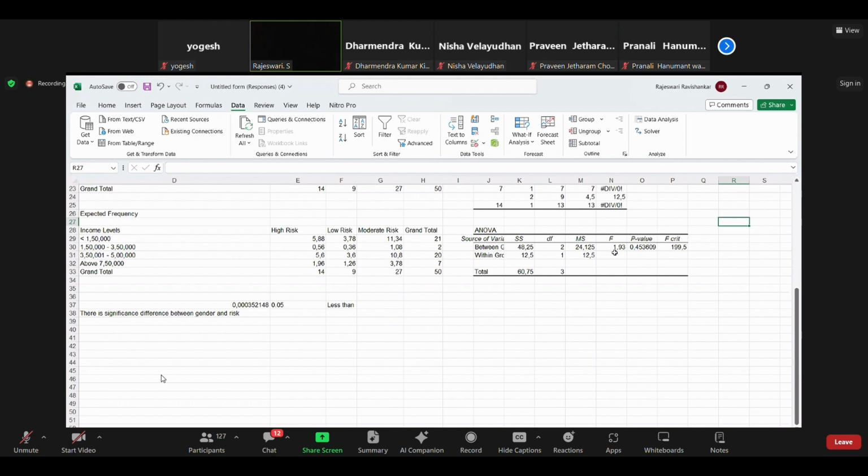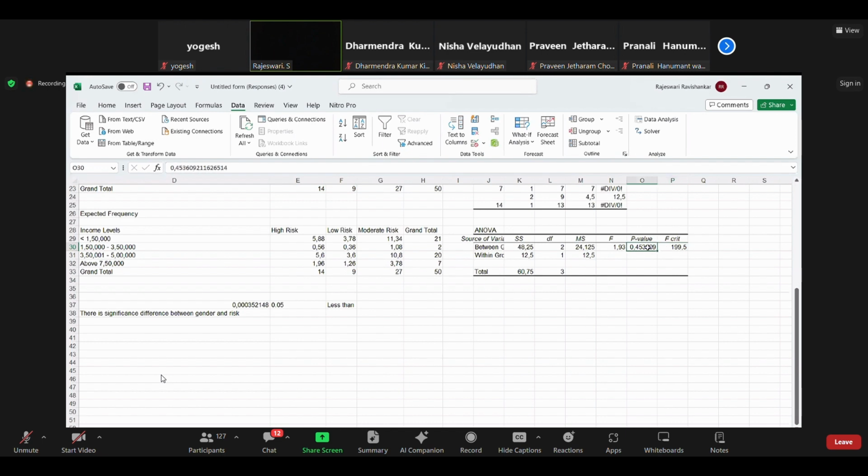In this, the degrees of freedom is 2 between the groups, between the groups meaning my level of income and my level of risk taking, and within the group it is 1. Here I need to compare my F value with my F critical value. Suppose my F value is more, I will accept my alternative hypothesis. Here my F critical value is more, so I accept my alternative hypothesis.